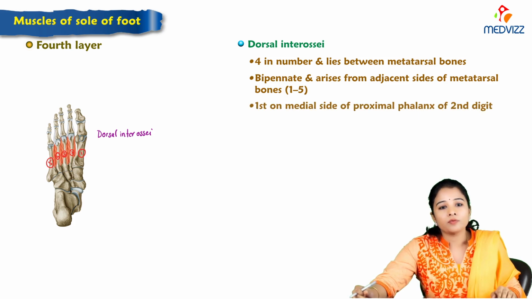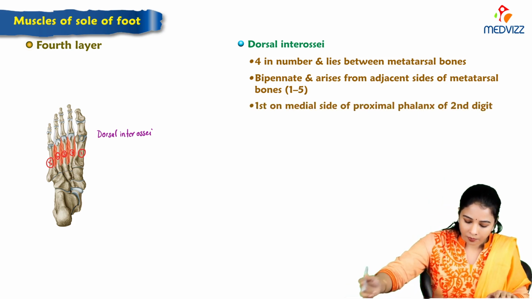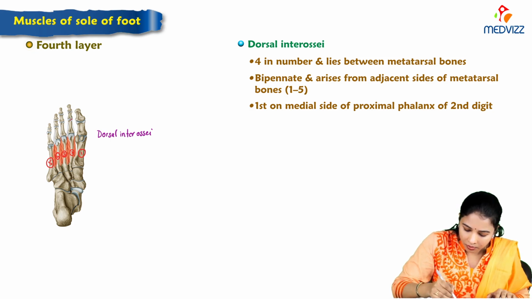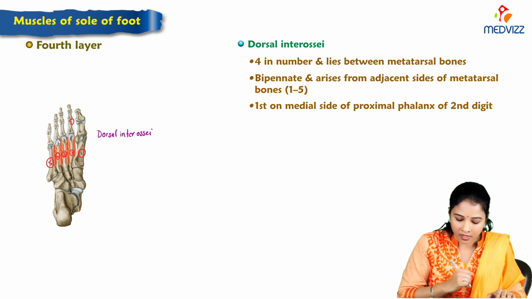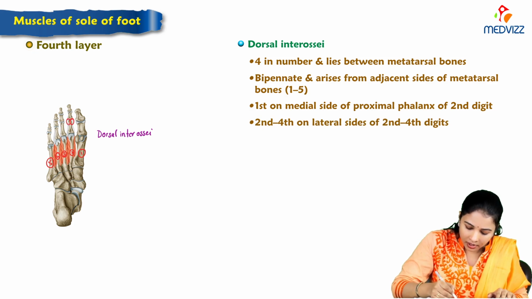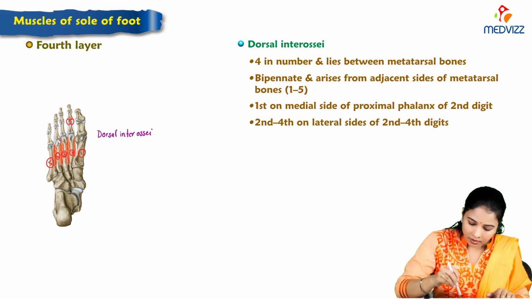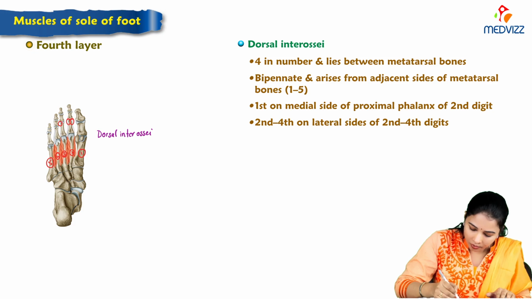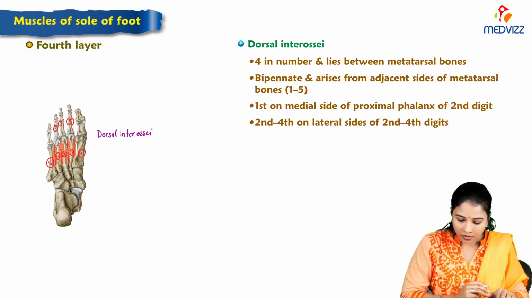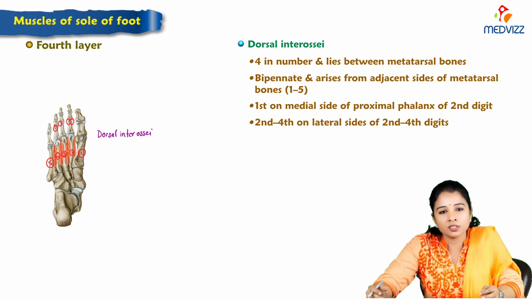The first goes to the medial side of the proximal phalanx of the second toe, the second goes to the lateral side of the proximal phalanx of the second toe, the third goes to the lateral side of the third phalanx, and the fourth goes to the lateral side of the fourth phalanx. So that is the insertion.